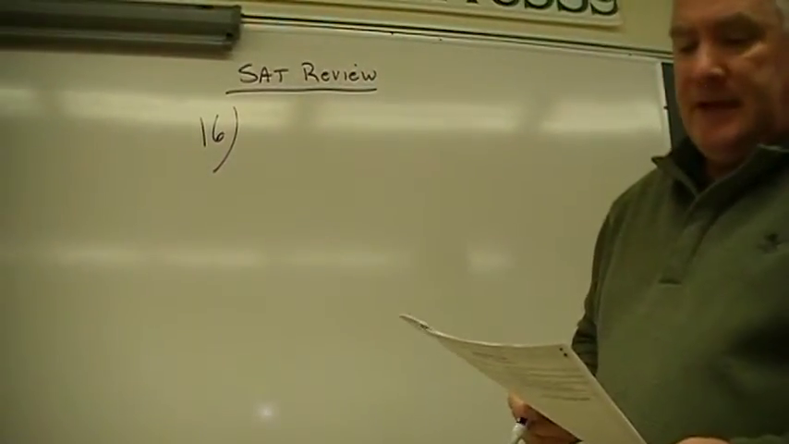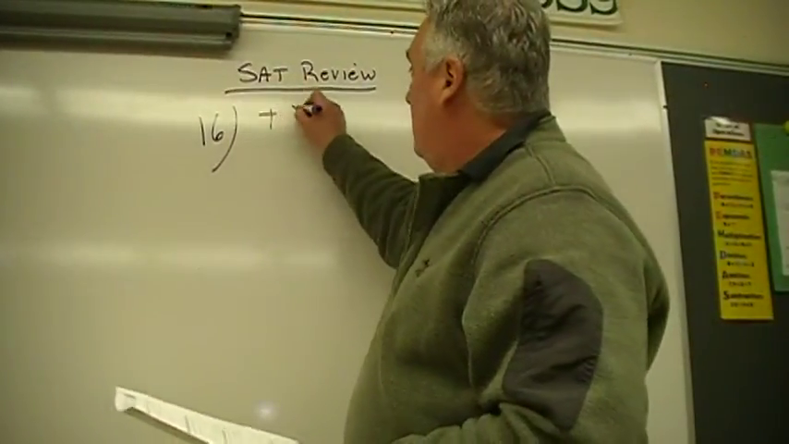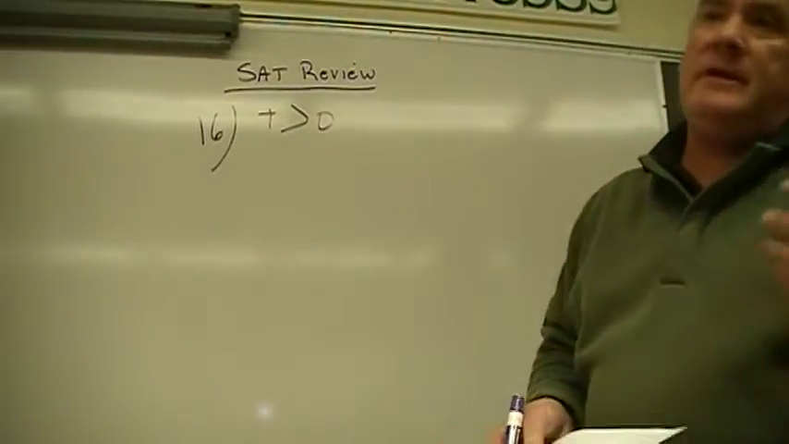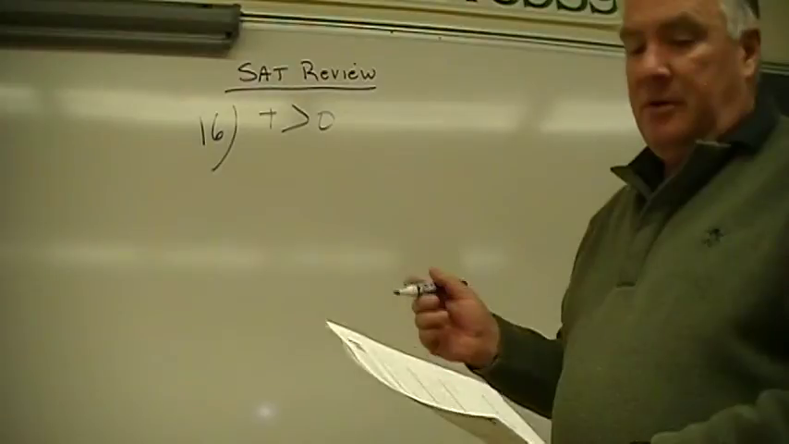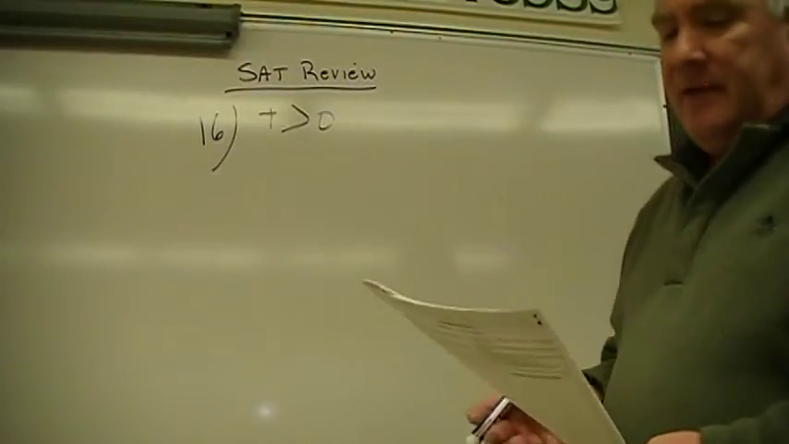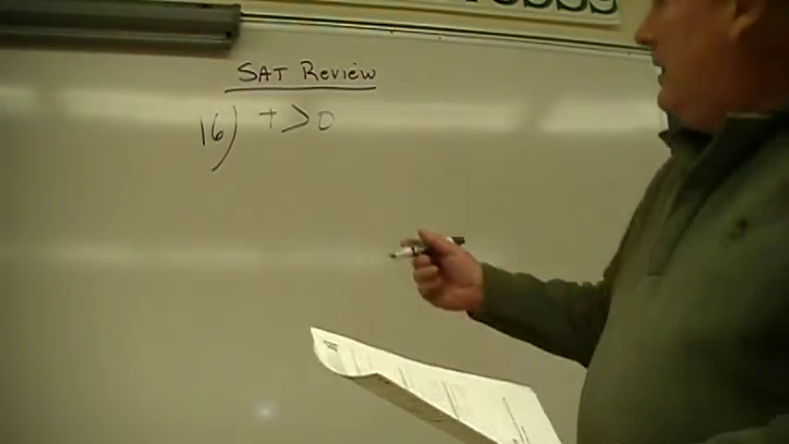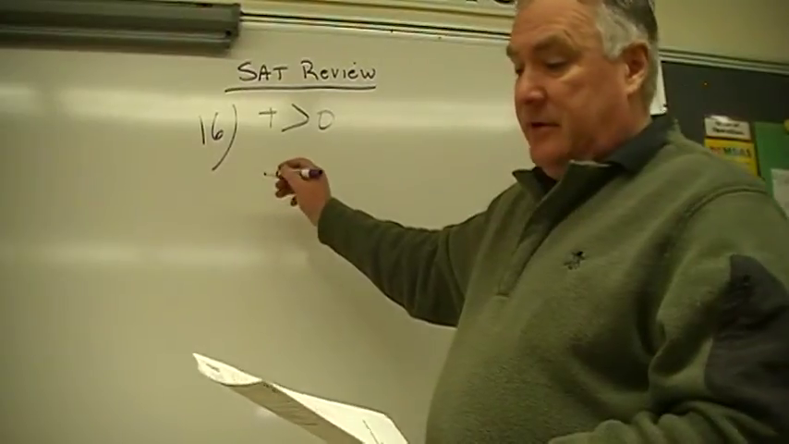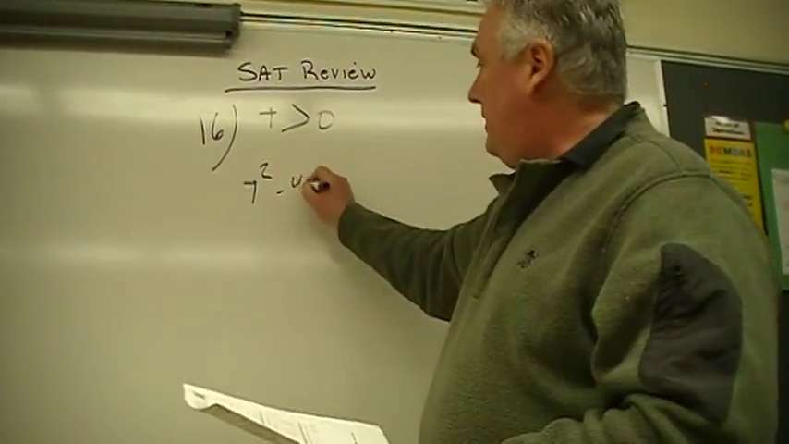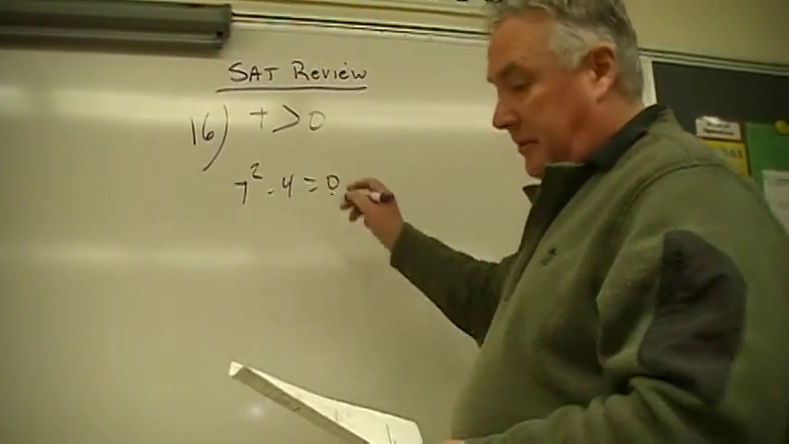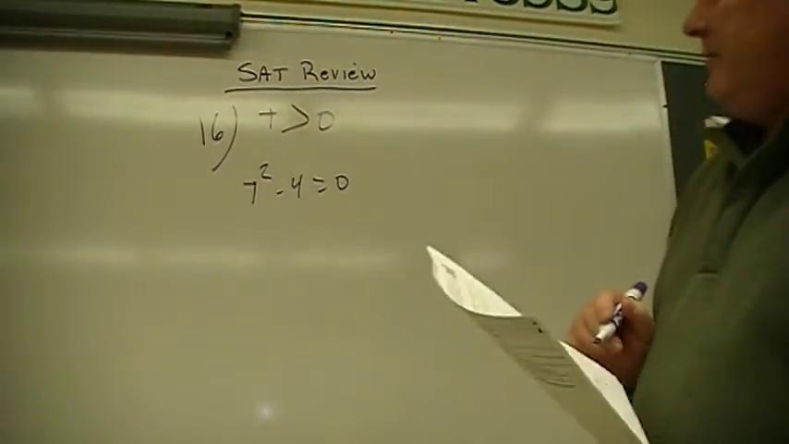If t is greater than 0, so right away we know that t has to be positive because it's greater than 0. So we've got to keep that in mind. That's kind of an important piece to this. And then it says, and so it's t is positive and t squared minus 4 equals 0. What's the value of t?